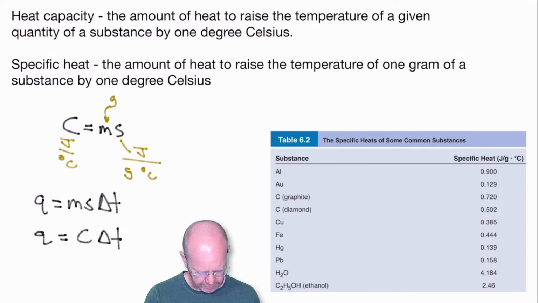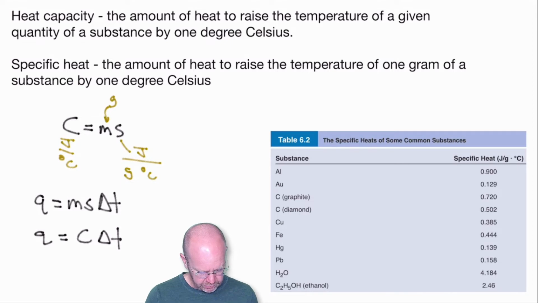The specific heat capacity, on the other hand, is the amount of energy needed to raise just 1 gram. So its unit is joules per gram degrees Celsius. And we multiply that specific heat by a mass in grams in order to come up with the heat capacity for that larger system. So these two things are related. We can use either of them to understand how much heat is required to change the temperature of something.